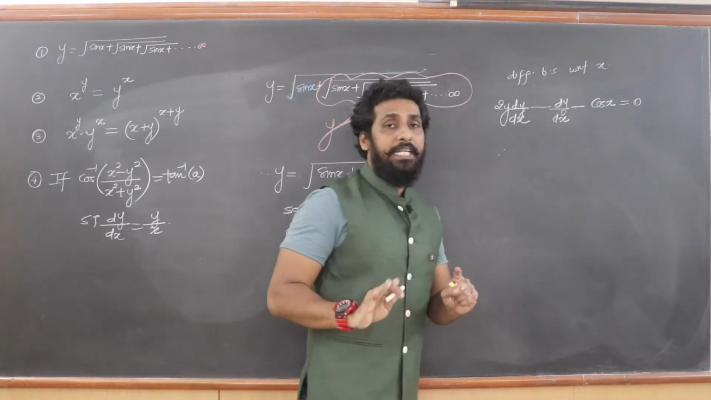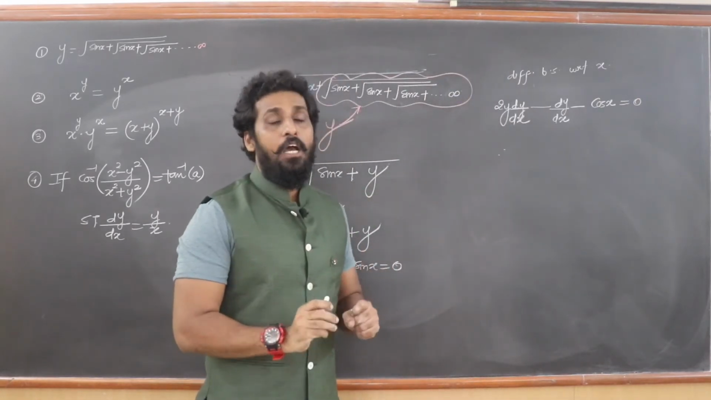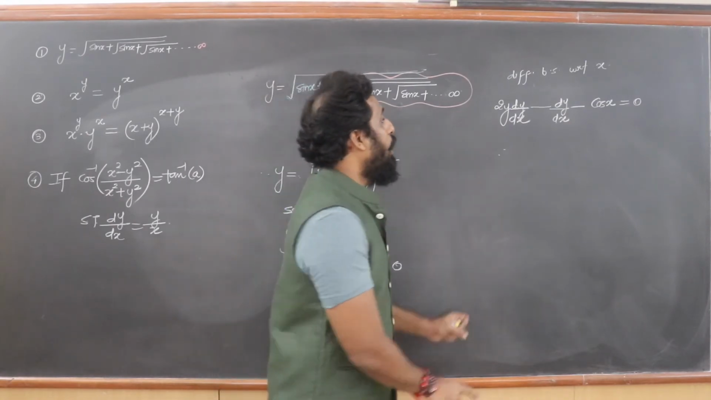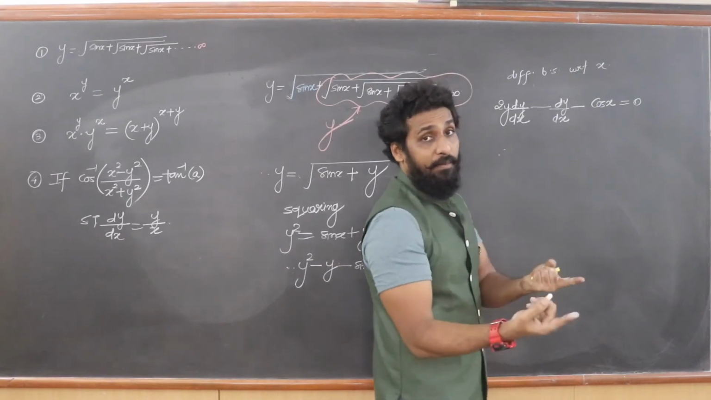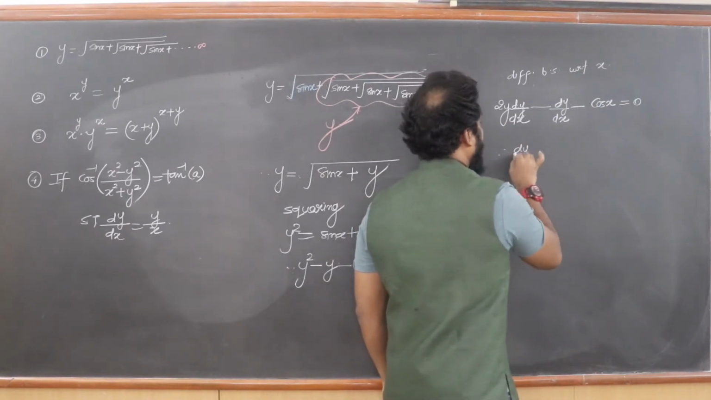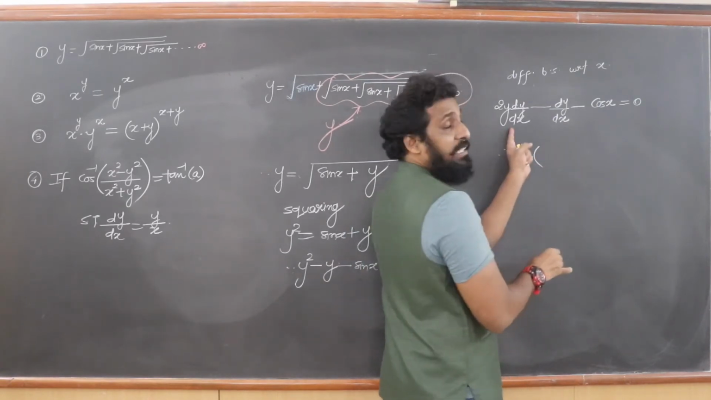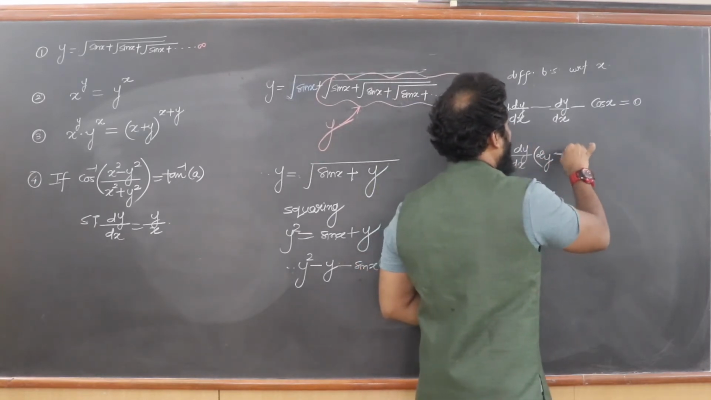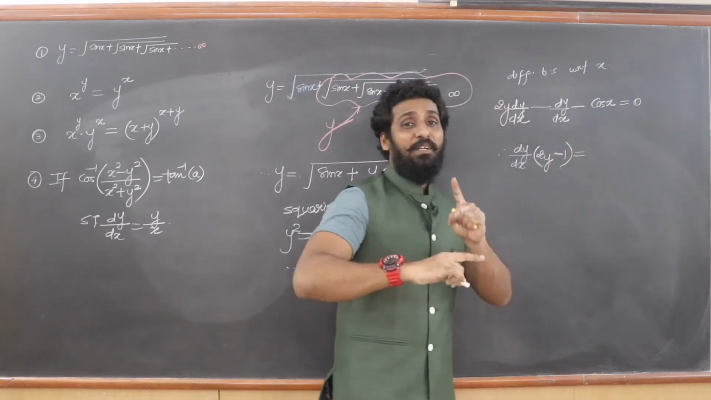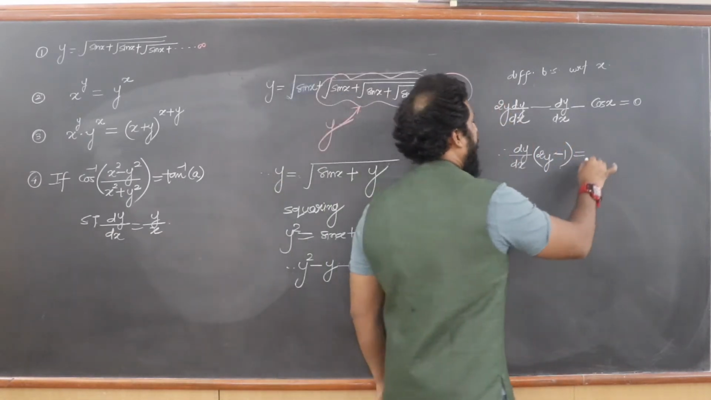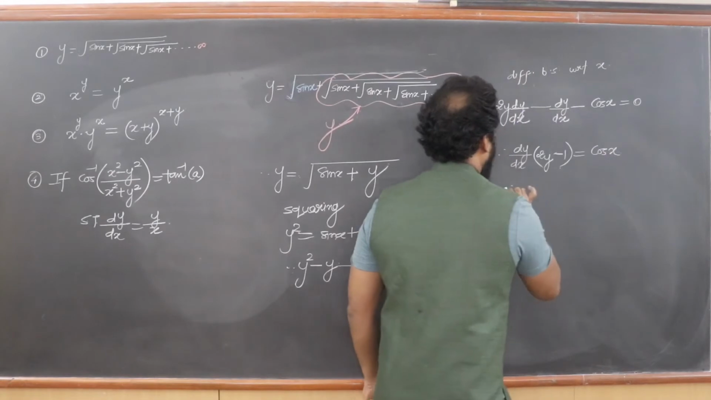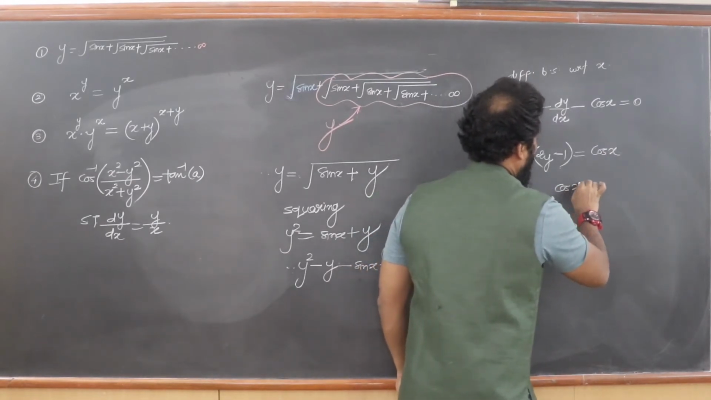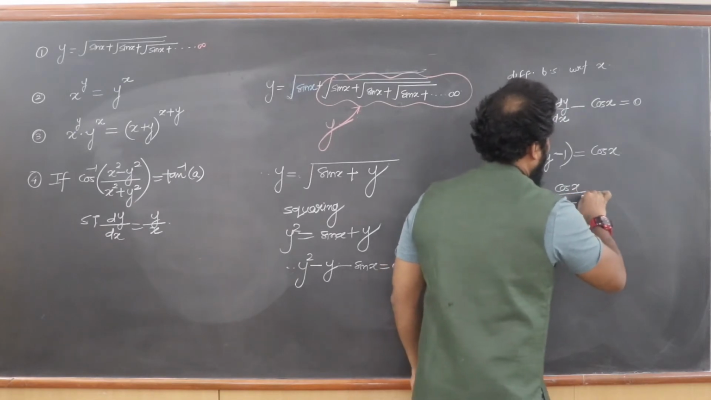Whatever terms contain dy by dx should be kept on one side. Whatever terms do not have a dy by dx should be sent on the other hand side. So from these two terms I can take out the dy by dx common. What is left inside the bracket with the first term? There is 2y. The second term will have minus 1. The minus cos x has been transferred on the other hand side, so let's write it cos x. So I get my answer as dy by dx is equal to cos x upon 2y minus 1.